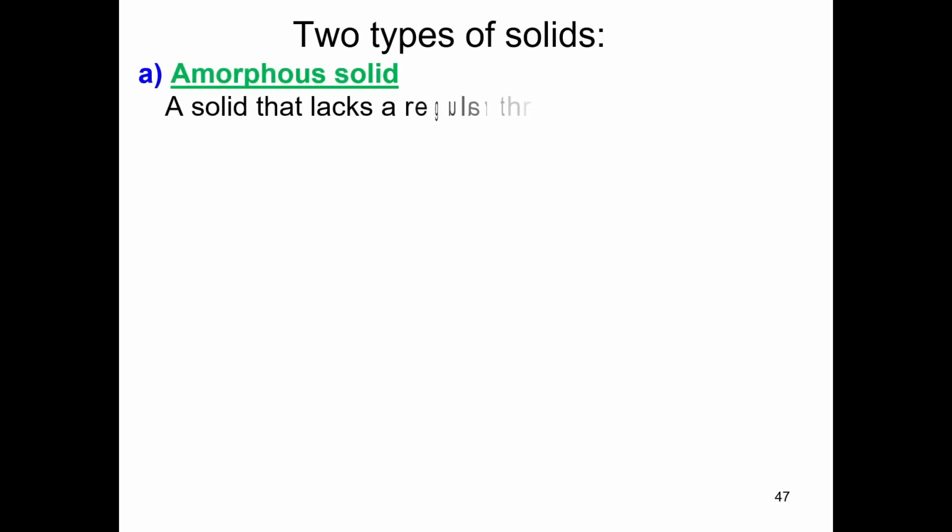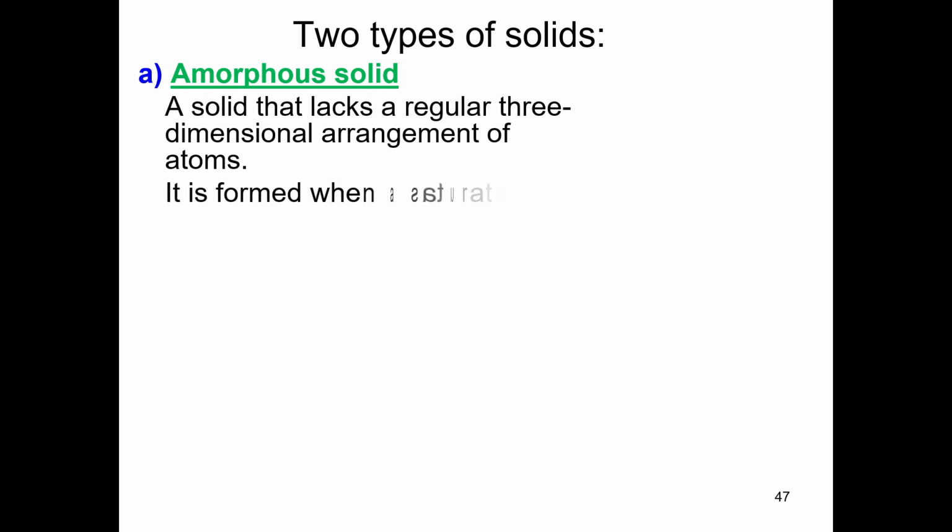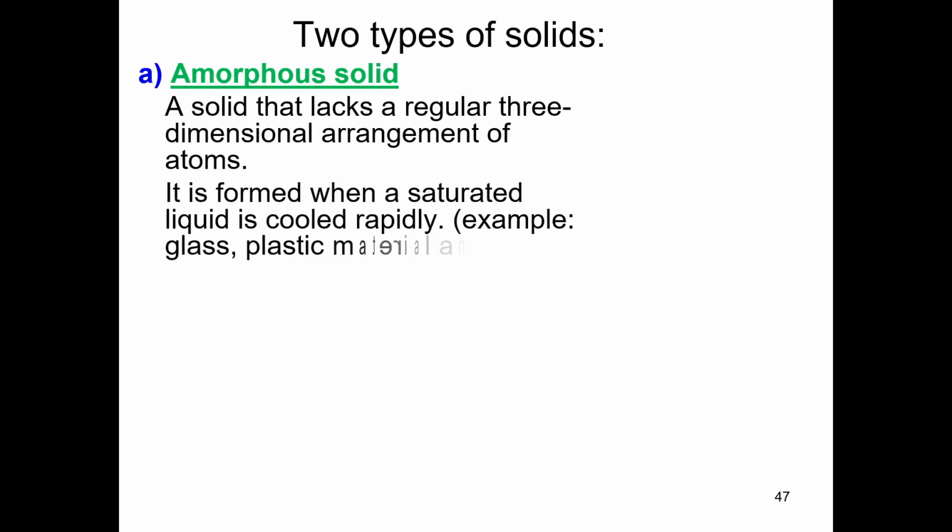We have two types of solid here. The first one is amorphous solid. Amorphous solid is usually a solid that looks not so nice because it is formed from rapidly cooled liquid, liquid that is cooled quickly. So the result looks not so nice. That's why we call it lack of regular 3D arrangement, because it cools rapidly. An example here is glass.